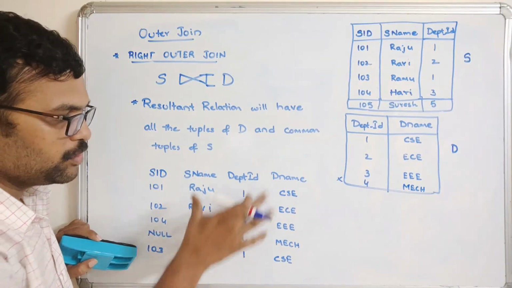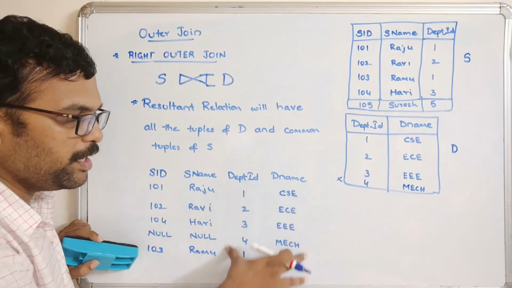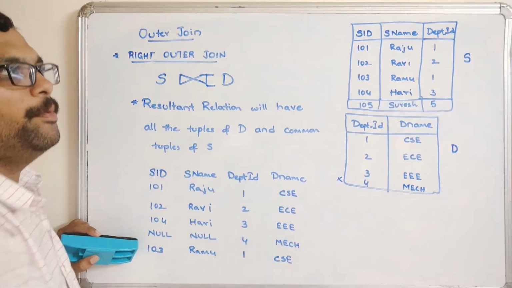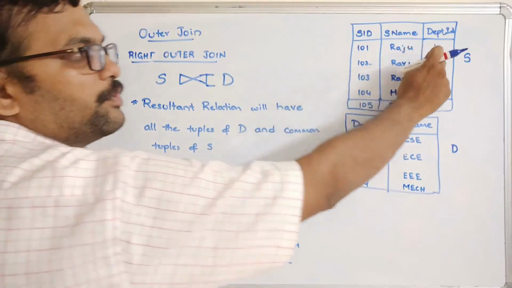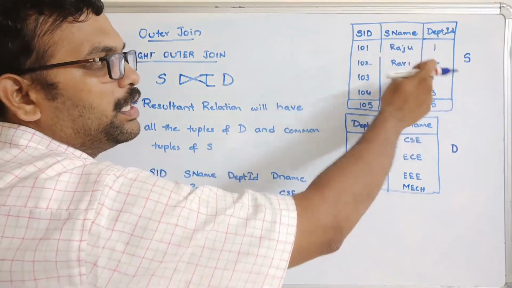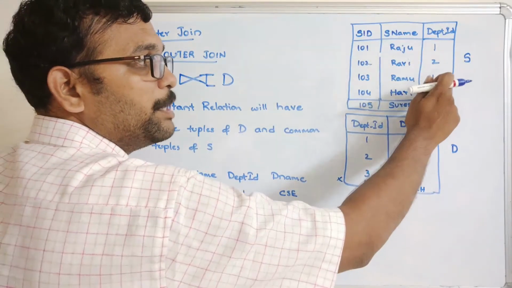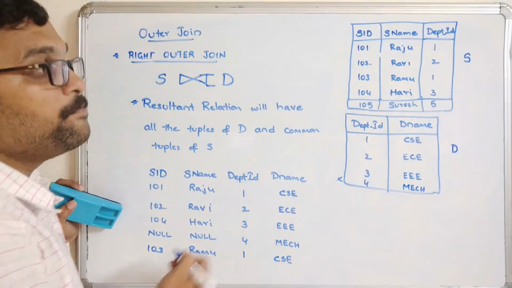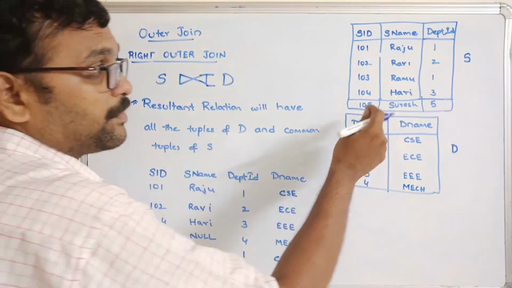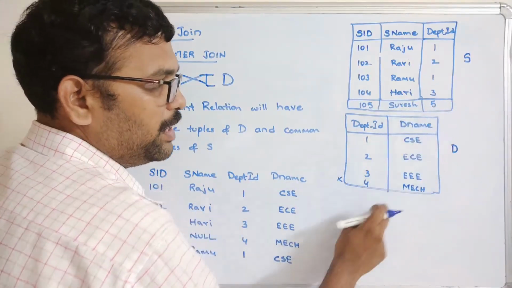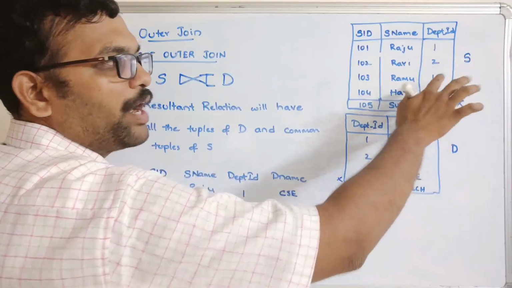Hope you understood. So first write down all the tuples of the department table. Now write down the common tuples of S. So there is association with department 1, so write down this tuple. There is association with department 2, write down this tuple. And there is again one more association with department 1, so add this one. And there is association with department 3, write down. There is no association with 5 in department ID, so you need not consider this one, because we have to write only the common tuples.